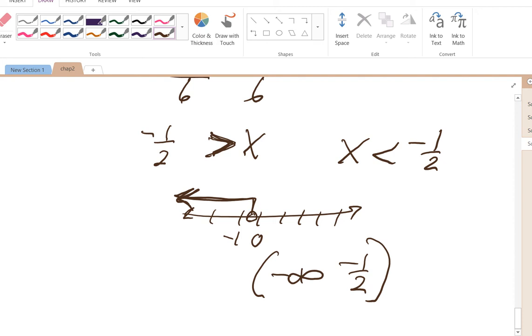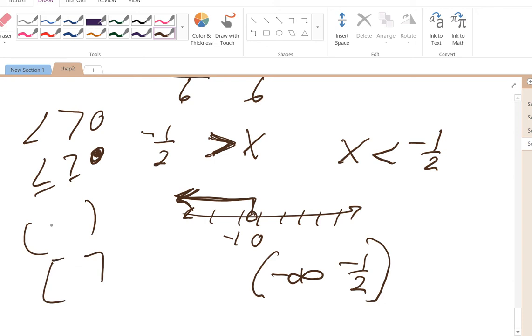So on the top of your paper, you probably want to write something like this, so that you know that, and then parenthesis, parenthesis, bracket, bracket for the same thing. So you might want to have that so you can look at it to reference.